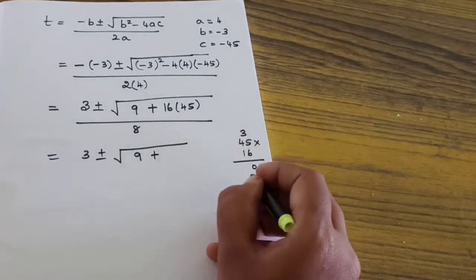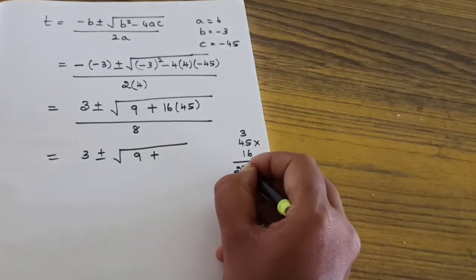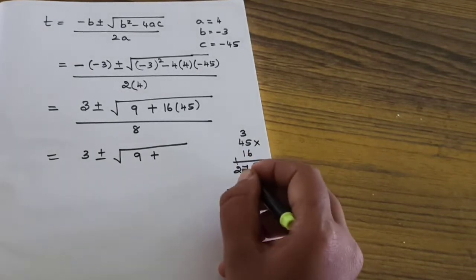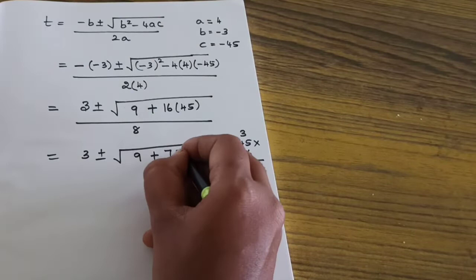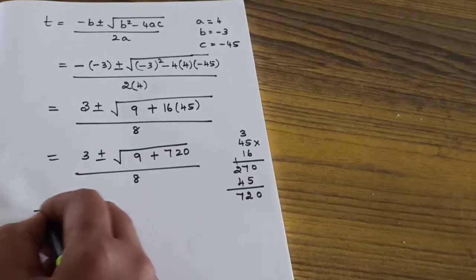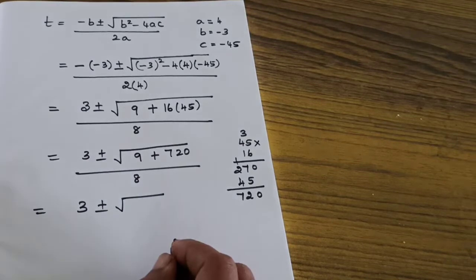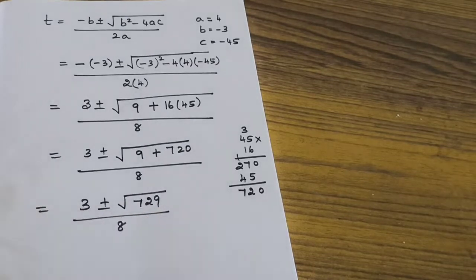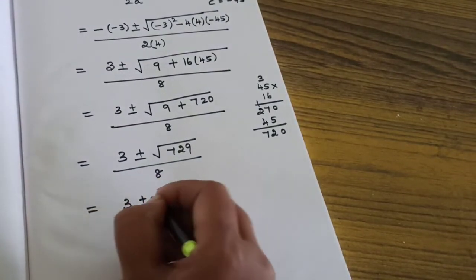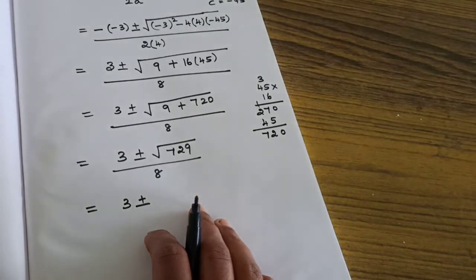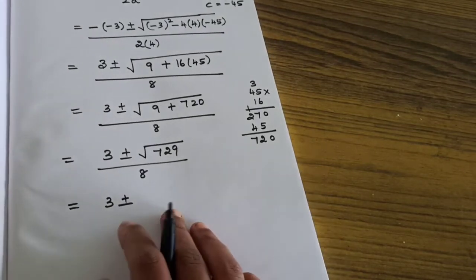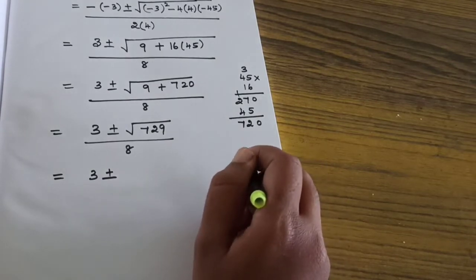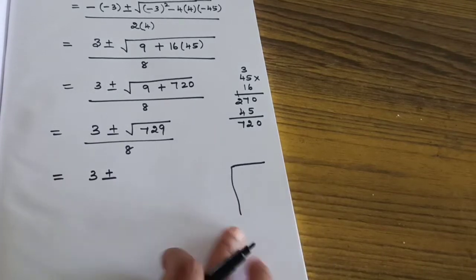6 5s are 30, 6 4s are 24, 27, 5 and 4. So 720 by 8, which is equal to 3 plus or minus square root of 9 plus 720, 729, divided by 8, which is equal to 3 plus or minus square root of 729. If you are familiar with the square table, easily you can write. Otherwise, we already solved, no, by the long division method of finding square roots. That method also you can use for this number.